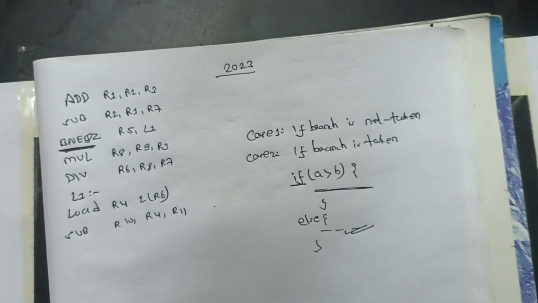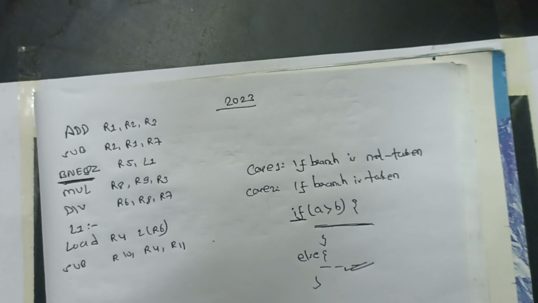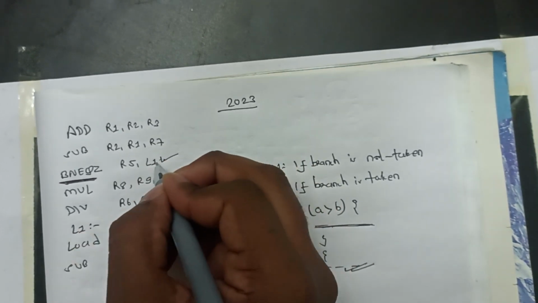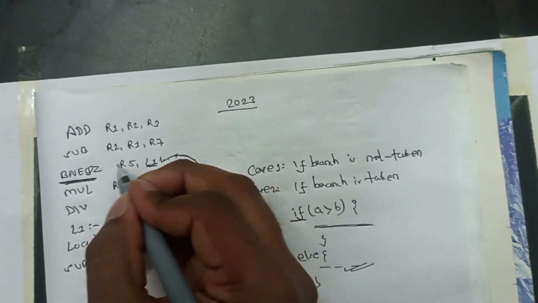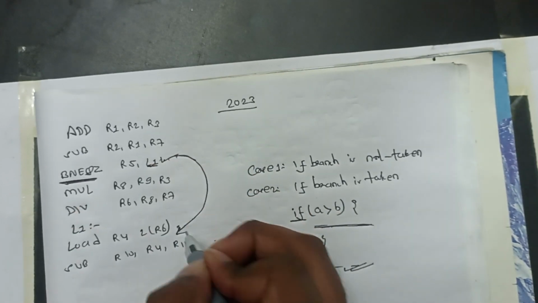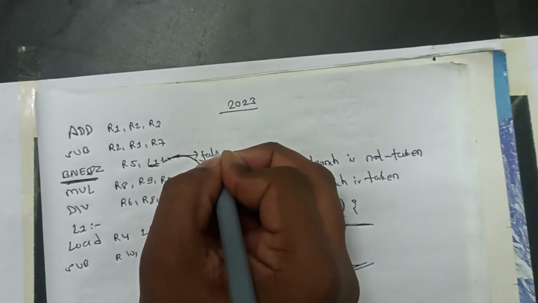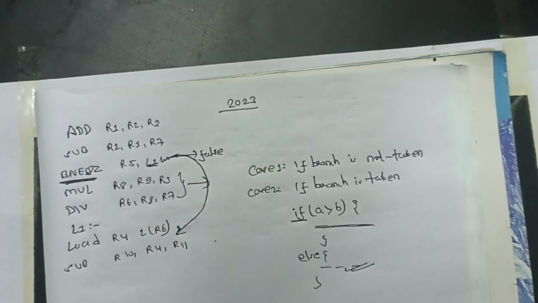Same like that, if the branch is taken, it means this condition is true, so we jump from this to L1. If the branch is not taken, it means this condition is false, and so the next instruction is going to happen.